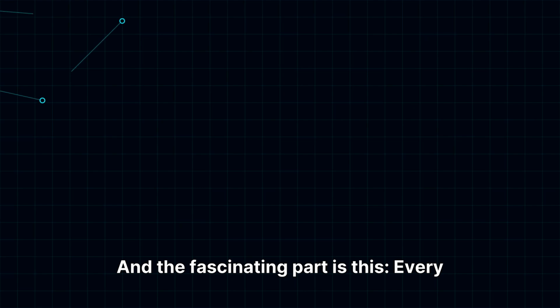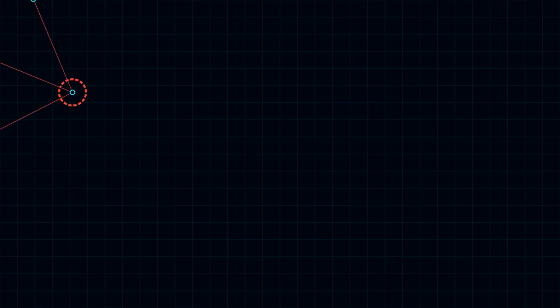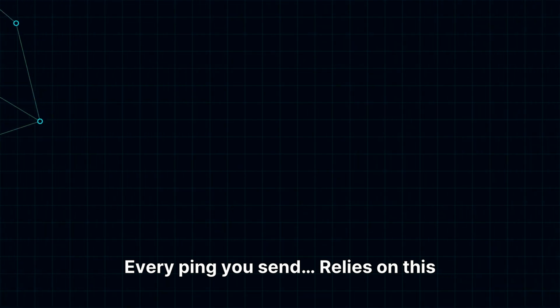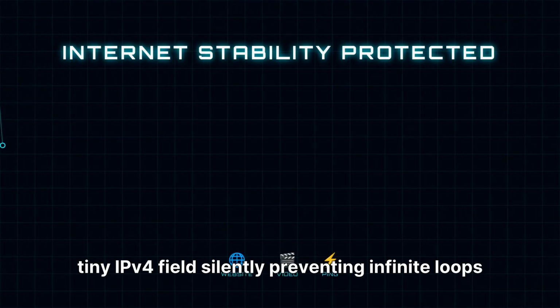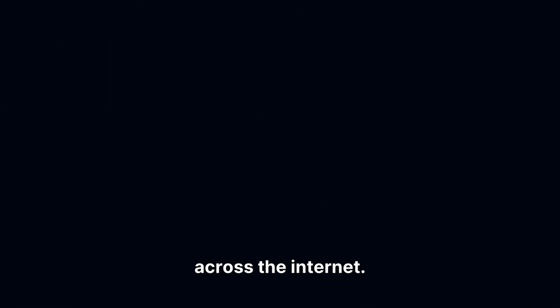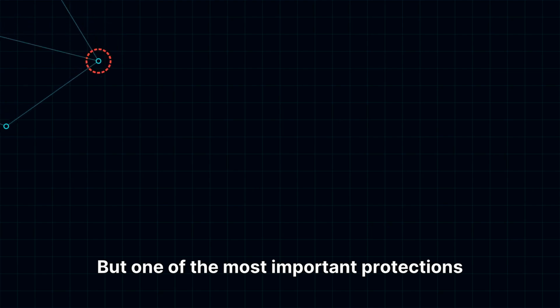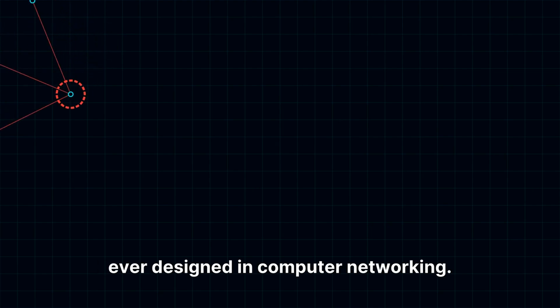And the fascinating part is this: every website you open, every video you stream, every ping you send relies on this tiny IPv4 field, silently preventing infinite loops across the internet. An 8-bit field, but one of the most important protections ever designed in computer networking.